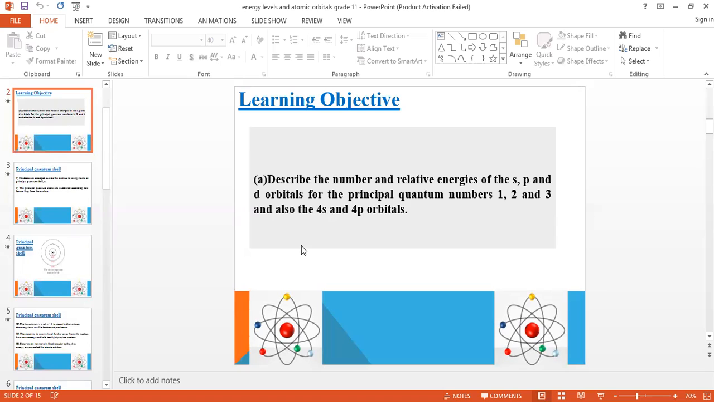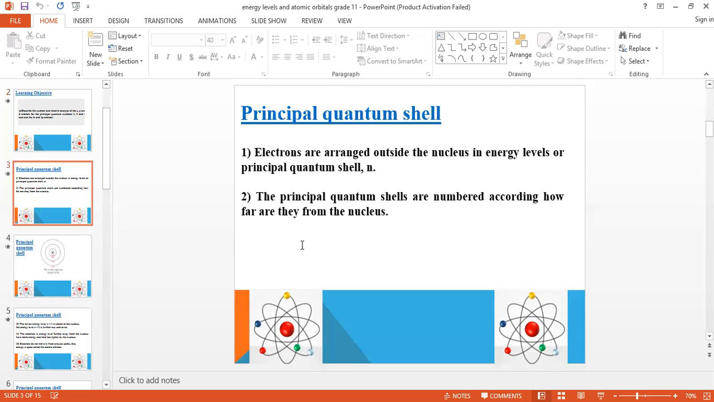In this order, which one has the lowest energy? S. Then P. Then D. So don't forget this one. And for the principal quantum numbers 1, 2, 3, and also 4s and 4p. This I will explain when we build up the order. 4s and 4p, so these two are left. Others we finished. Now, what is principal quantum number?